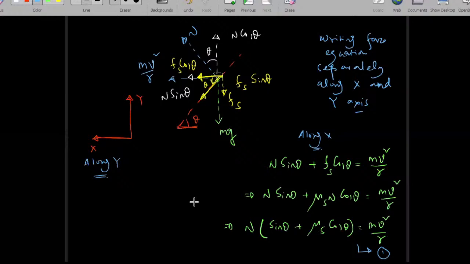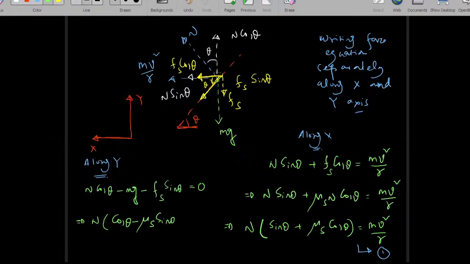Along y, but there should not be any movement along y, वरना कार तो बम्प करते रहेगा फिर. So along y we can write n cos theta minus mg minus fs sin theta is equal to 0. So by taking this fs is mu s into n. So if I take n common, cos theta minus mu s sin theta is equal to mg. Okay, no? So let us call this as equation number 2.